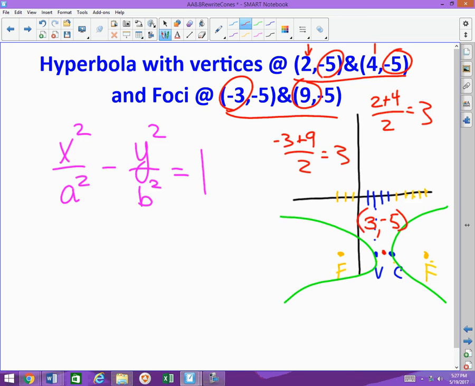That takes us to (x - 3) squared and (y + 5) squared.